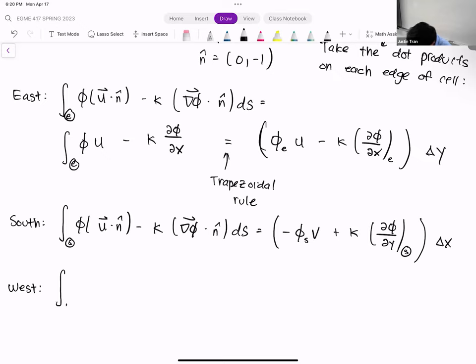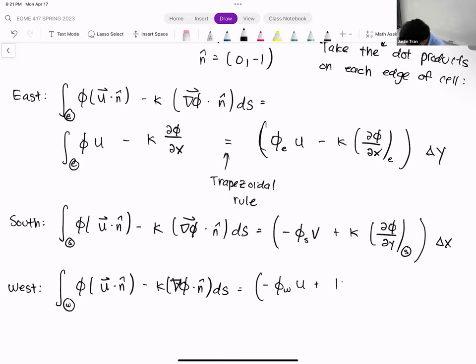West. The integral on the west edge, phi times u minus k, ds, is all evaluated on the west edge of the cell, noting that our normal vector here is (-1, 0). If we do that, we get minus phi sub w times u plus k partial phi partial x evaluated on the west edge. I'll multiply by delta y.